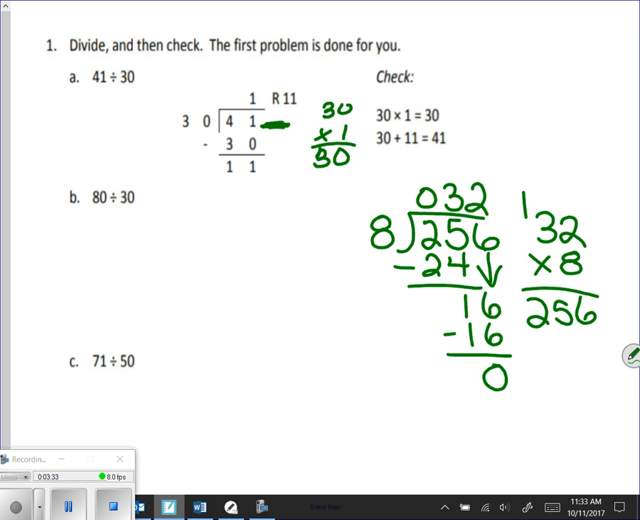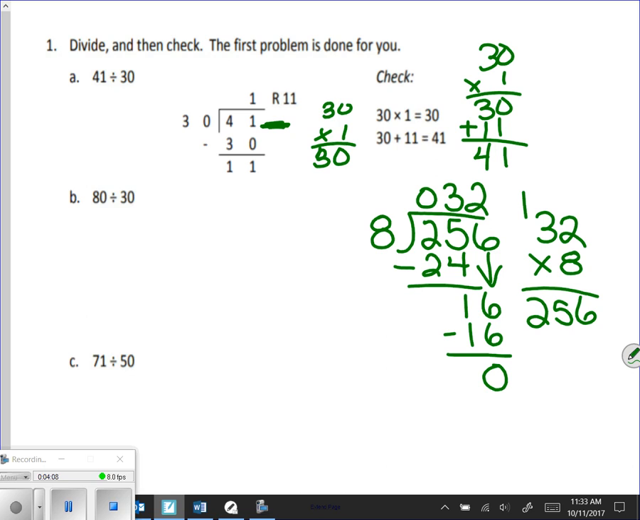So here when they're checking, you take your number on the roof, multiply it by the number in the yard. 30 times 1, you get 30. Then you add your remainder. So what they did was 30 times 1 is 30 plus your remainder. 0 plus 1 is 1. 3 plus 1 is 4. 41. So it checked out with the number on the inside.